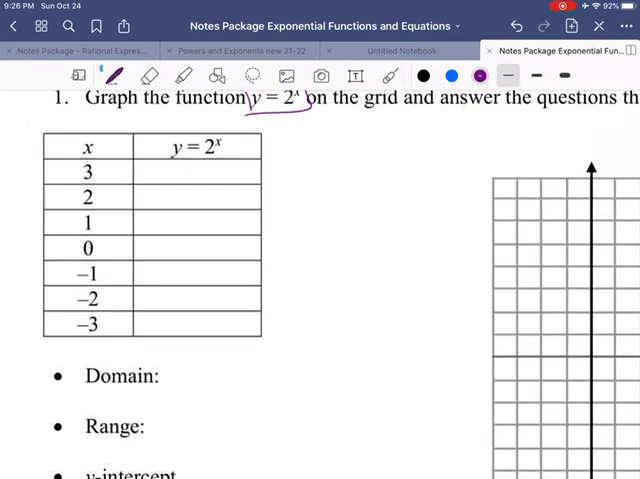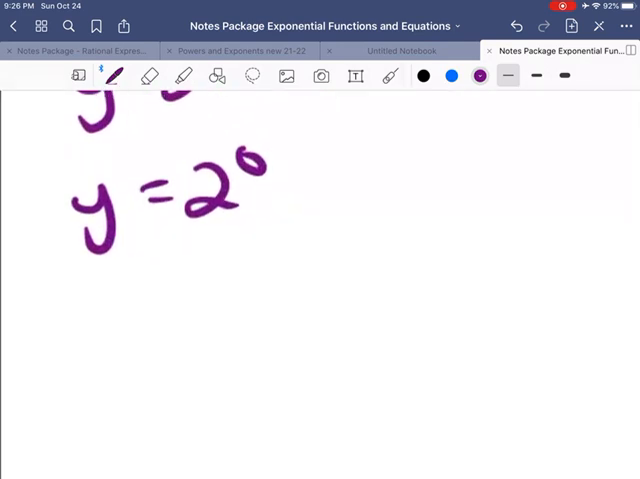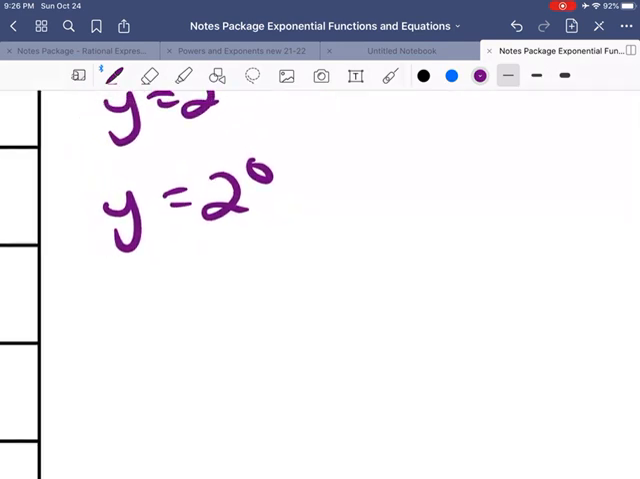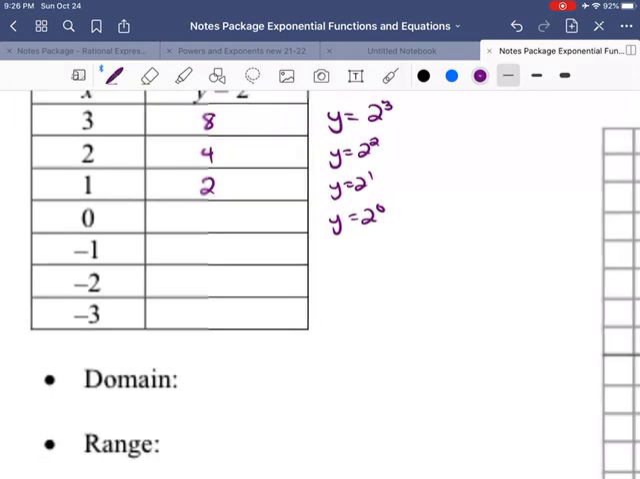So if our exponent is 3, it would be y is equal to 2 cubed, and that gives us a value of 8. And then we get y equals 2 squared, which gives us a value of 4. And then y equals 2 with an exponent 1, which is just 2. And then we get y is 2 with an exponent 0. Now, I was just teaching my grade 9s about this, but anything with an exponent of 0 is 1. And then it gets a little trickier.